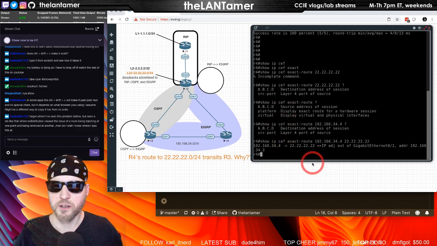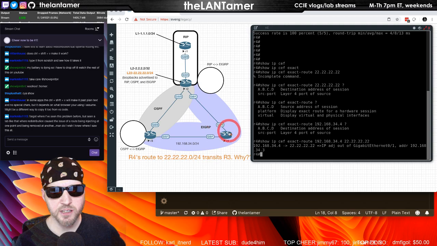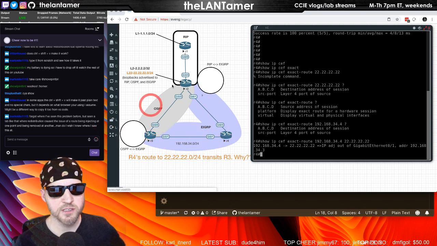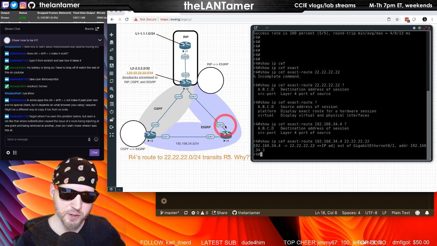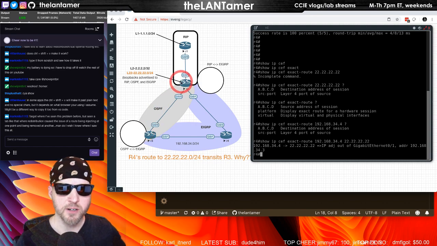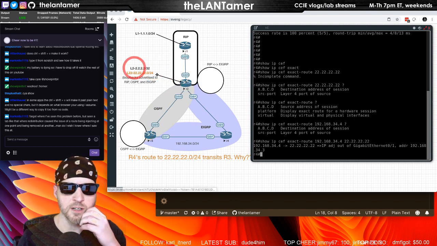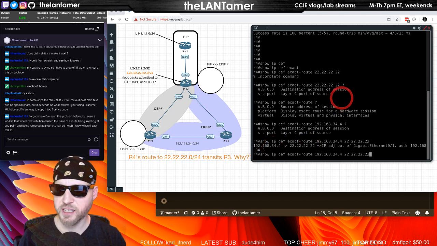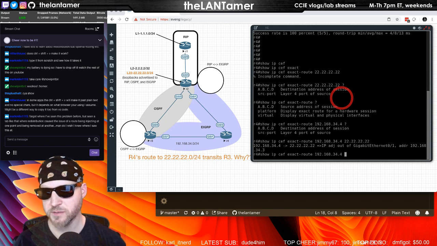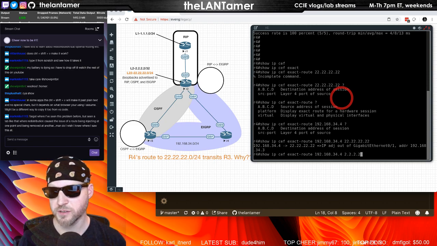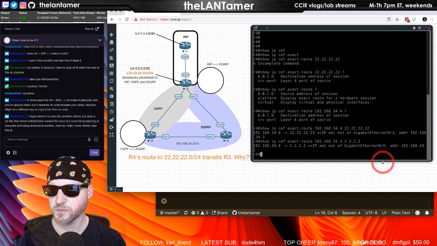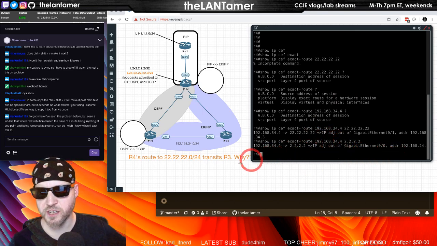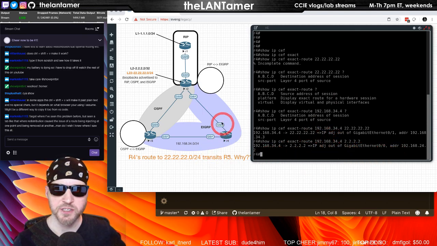So router 4, if it wants to get to this loopback, it's going to go across. This is suboptimal routing as well. It's going to go to router 3, then router 2, and then router 1, to 2 and then back. Now let's look at the same route. Let's look at our CEF table for 2.2.2.2. Notice this is going to go out Gi0/0.